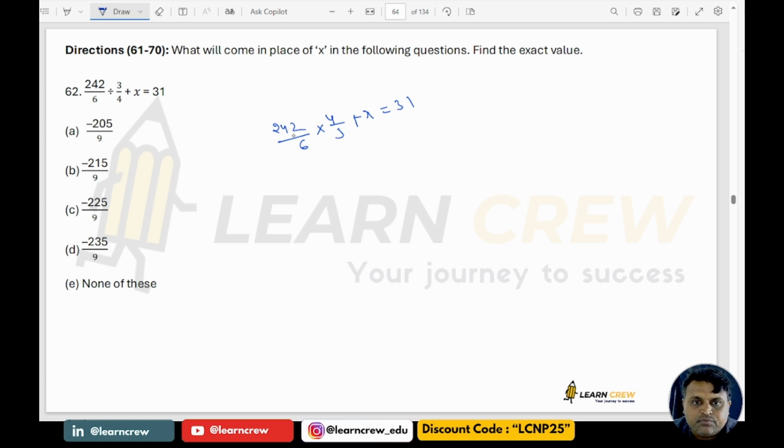What is the value? 242. So how much are we going to get? 242 into 2, 484. 484 by 9. So x is equal to 31 minus 484 by 9, which is nothing but 31 nines are 279. 279 minus 484 is minus 205, so minus 205 by 9. So option A is correct.